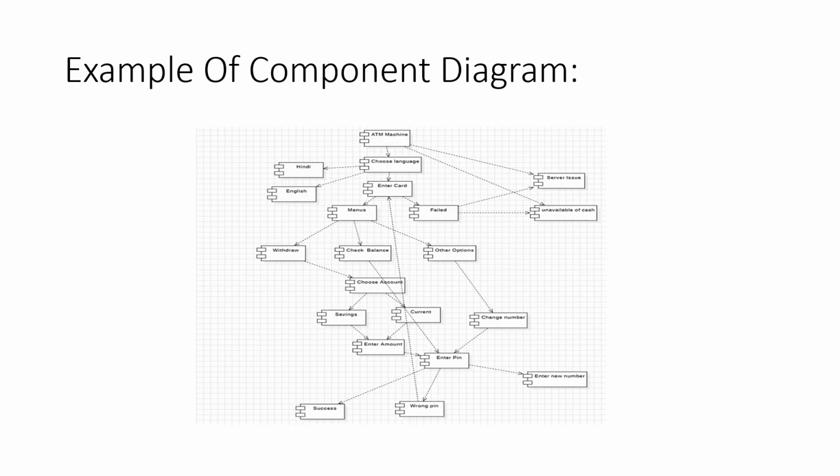Here we have an example of a component diagram for an ATM machine. As we can see, there are many components that comprise the ATM machine. The ATM machine itself is a component. After that, checking the balance, withdrawing the money, choosing a language, entering the card, entering the PIN. These are all the components that make up the ATM machine. And we can see that these components are connected with each other using relationships called dependencies. That means the components are dependent on each other.